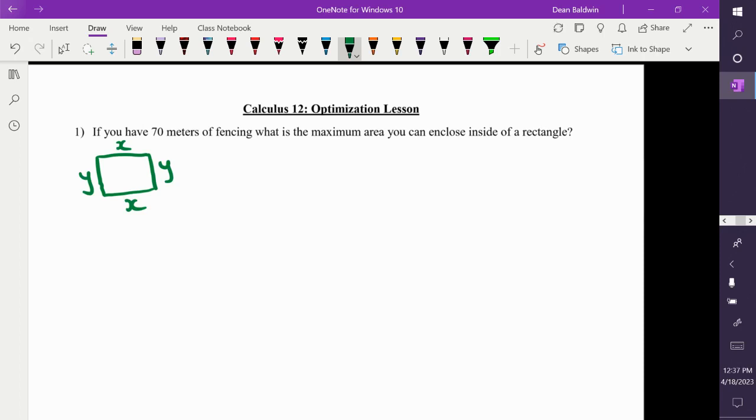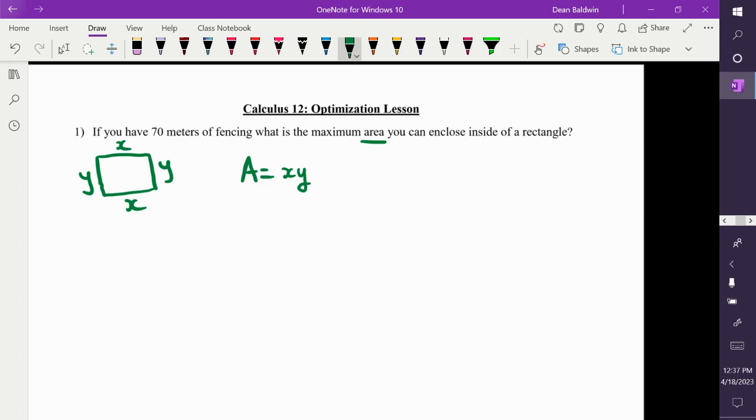What are we trying to maximize? The area. So what's the formula for area of a rectangle? Yeah, length times width, or in this case, X times Y. Okay. We need another formula.